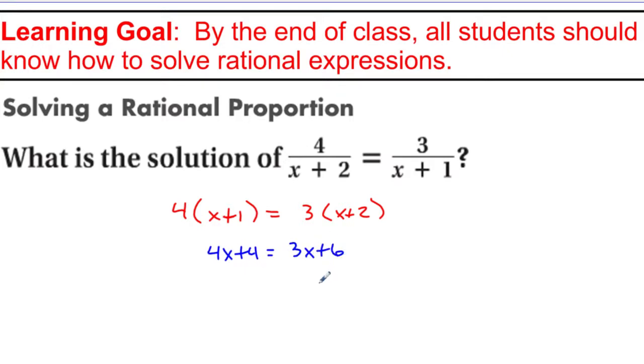And then we can use what we know about solving algebra problems. Subtract the 3x over, and I get x. Subtract the 4 over, and I get a 2. So my answer here is that x is equal to 2.